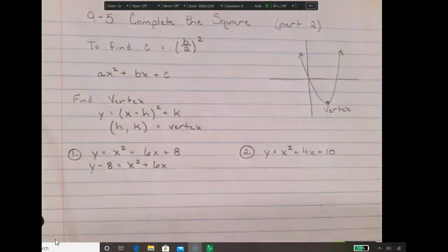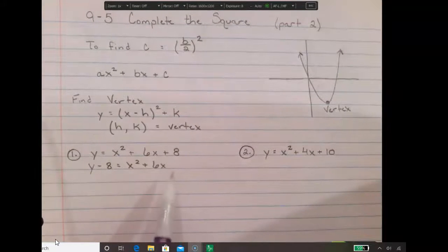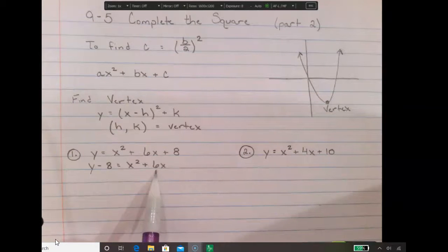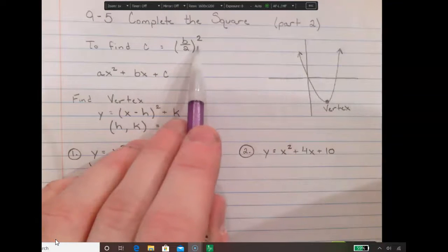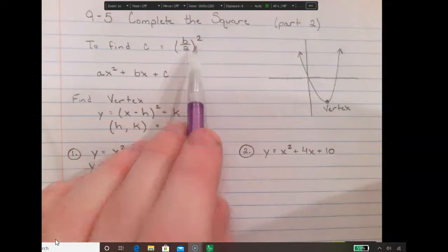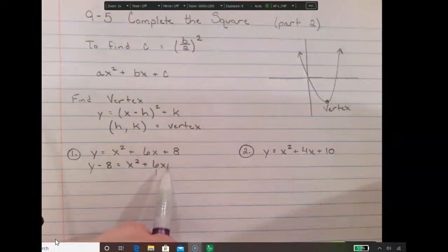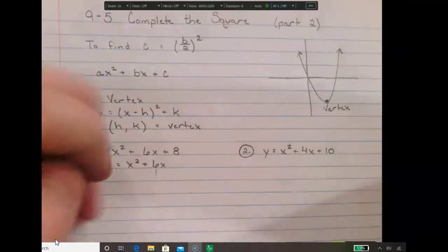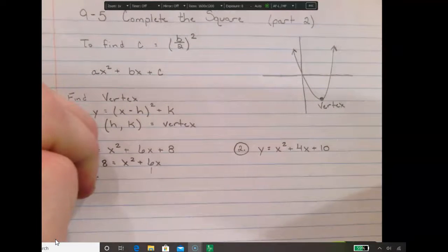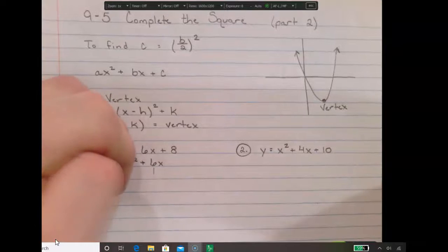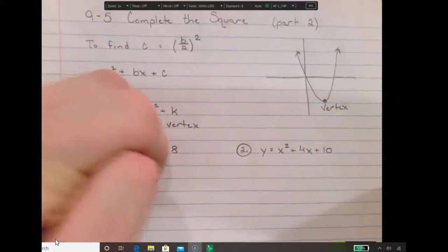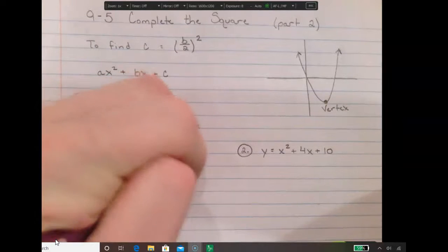My second step, guys, is we're going to find that c. So really what we've done so far is nothing new from what we did yesterday. In order to find c, I'm going to take my b, which is 6, and divide it by 2, which is 3, and square it. So 3 squared is 9. I'm going to add 9 to both sides, very much like we did yesterday. So I now have y, when you take negative 8 plus 9, you get plus 1, is equal to x squared plus 6x plus 9.